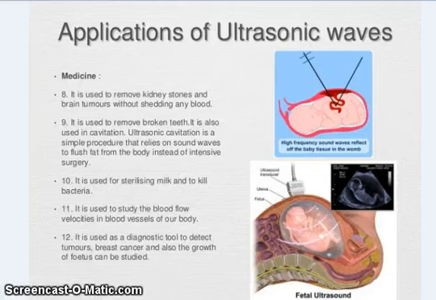Ultrasonic cavitation is a simple procedure that relies on sound waves to flush fat from the body instead of intensive surgery. It is used for sterilizing milk and to kill bacteria. It is used to study the blood flow velocities in blood vessels of our body. It is used as a diagnostic tool to detect tumors and breast cancers, and also the growth of the fetus can be studied using ultrasonic waves. These are the diagrams. Here, high frequency sound waves reflect off the baby tissues in the womb. Then here, we are making an ultrasound to study the fetus.